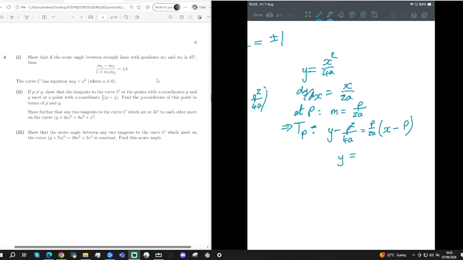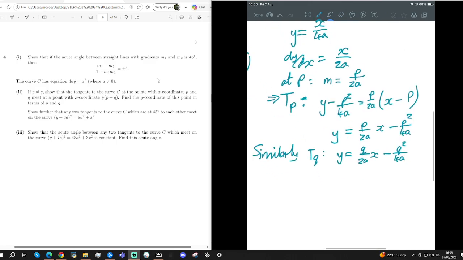So then y is going to be equal to P over 2a x. I'm going to have a minus P squared over 2a, and I'm adding a P squared over 4a. Already this is 2P squared over 4a, so that comes out as minus P squared over 4a. And we could do the whole work again, but it's all symmetrical in the P and the Q. So similarly, TQ is going to be y equals Q over 2a x minus Q squared over 4a.